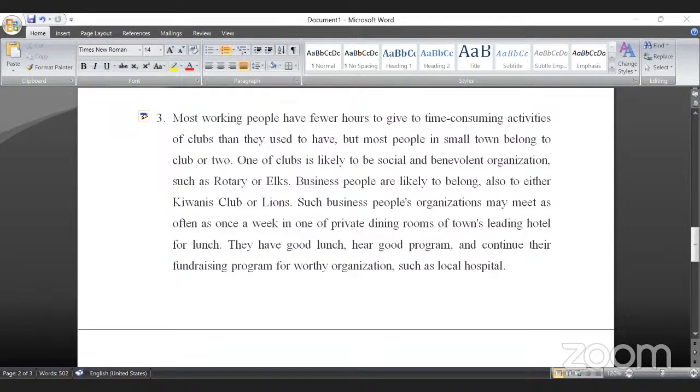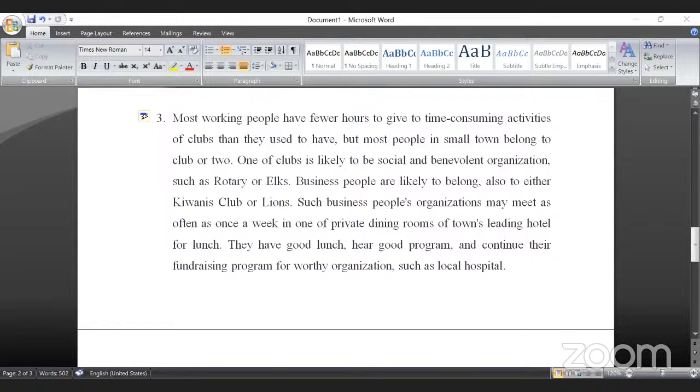Next one. One of the clubs is likely to be social and benevolent organizations such as the Rotary or else. One of the clubs, because the club reference is now already made. So one of the clubs is likely to be social and benevolent organizations, meaning organizations such as the Rotary or else. Such as the Rotary or else.